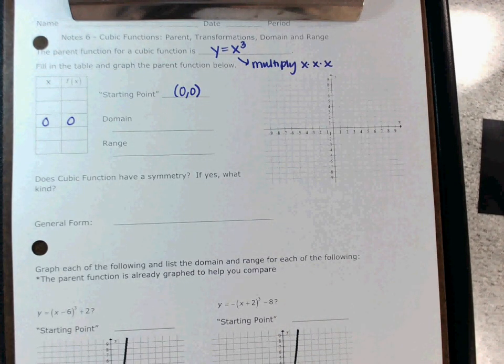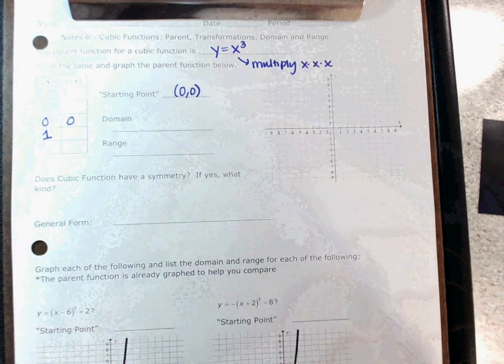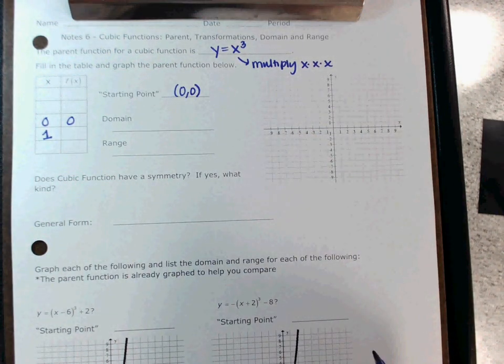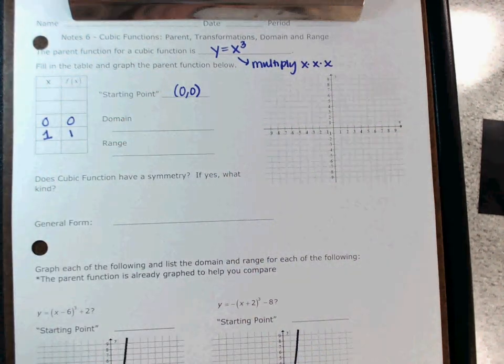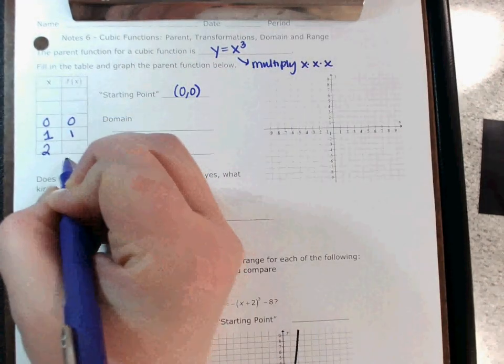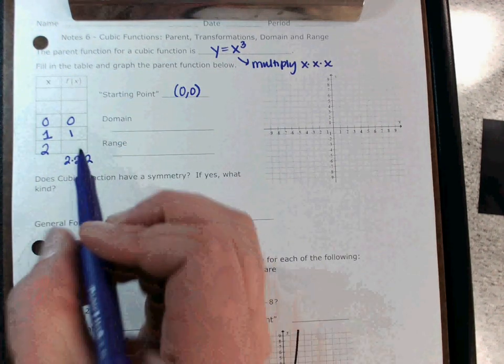Okay, let's say that we wanted to plug in 1. Now, if you have a calculator, you could easily type this in. But if I do 1 times 1 times 1, what do I still get? 1. Okay, now let's do it for 2. I'd have 2 times 2 times 2. Well, 2 times 2 is 4.